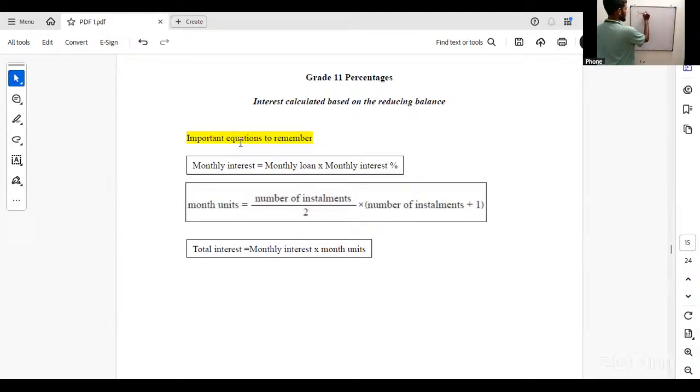Let's say the cost of a smartphone is 500,000. Let's take something like the iPhone 16 Pro. I'm not sure about the price, but I think it's 500,000, something like that. Let's say the cost of this iPhone 16 Pro is 500,000. But you don't have the entire 500,000 to pay at once.